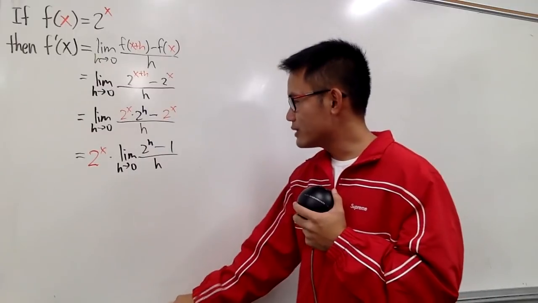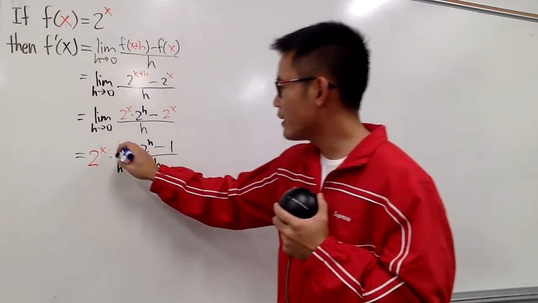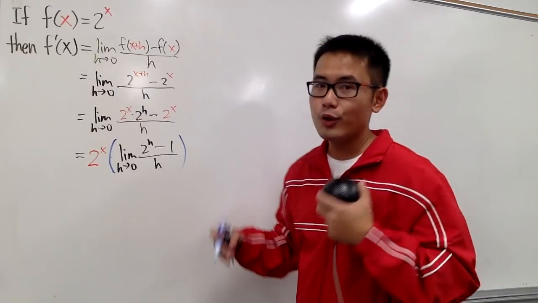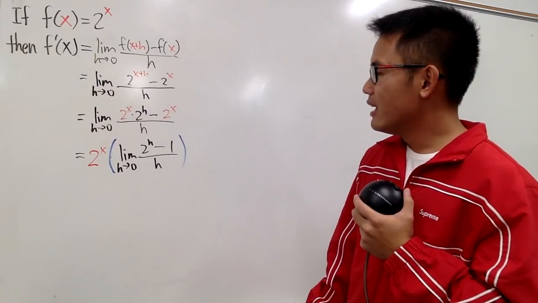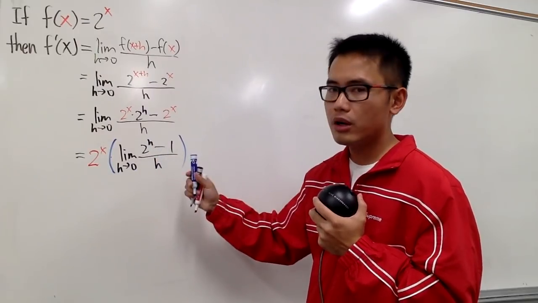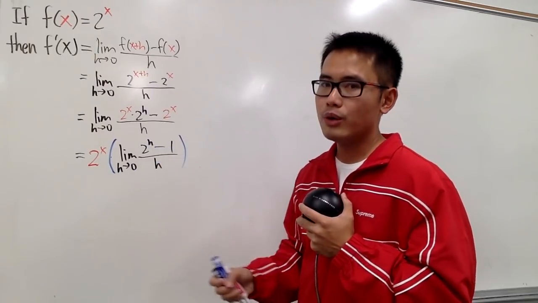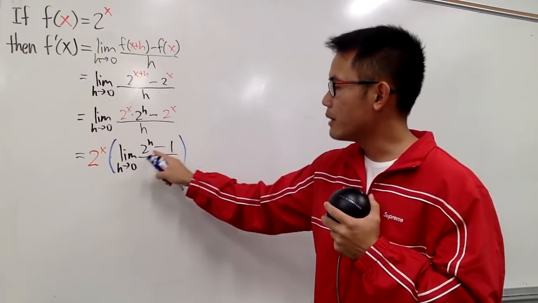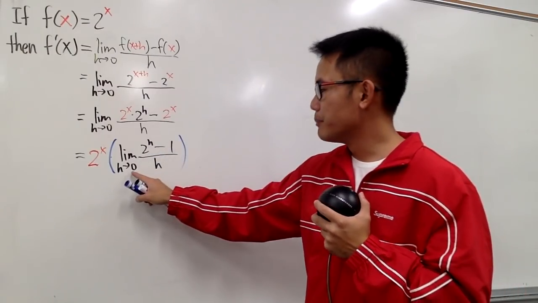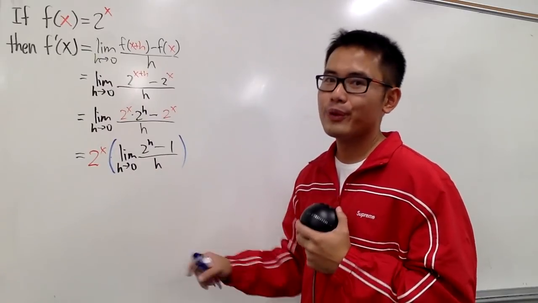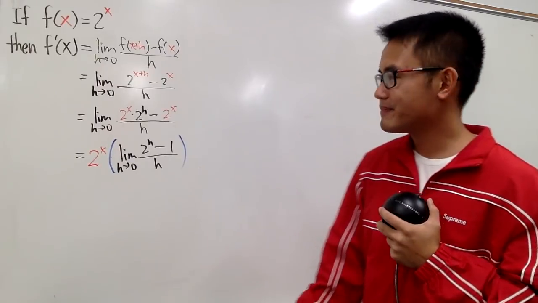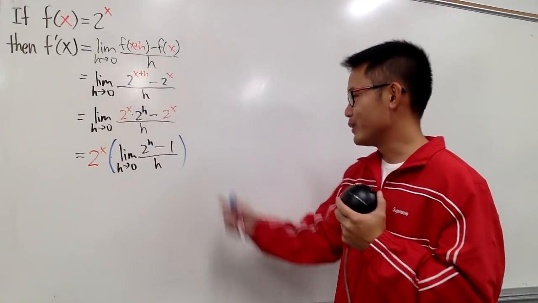Now we just have to spend some time to figure out what this is. If we can figure this out, we will be done. As you can see, if you just plug in h is equal to 0 right here and right here, we will get 2 to the 0, which is 1, and then 1 minus 1, which is 0. 0 on the top, and plugging 0 on the bottom, we get 0 over 0. That means we have to do more work. So, what can we do right here?